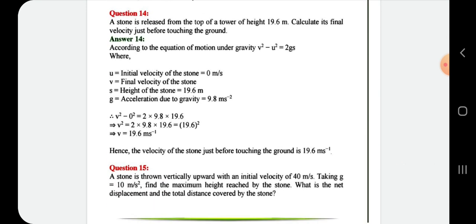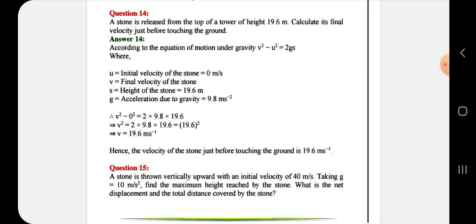Question number 14. A stone is released from the top of the tower at the height 19.6 meter. Here you have to take gravity positive because it is going towards the direction of gravity. Calculate its final velocity v just before touching the ground.